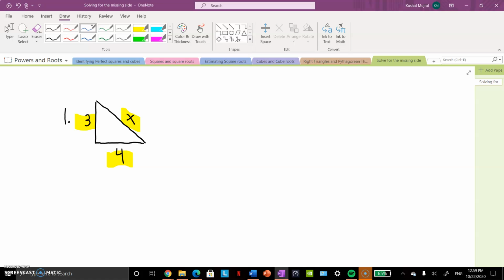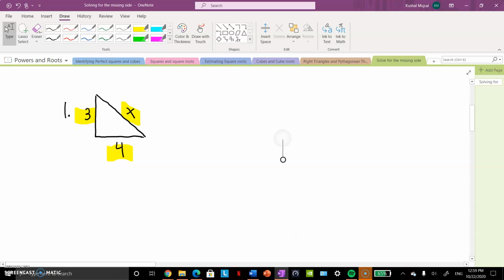Okay, so first of all, let's write out a squared plus b squared equals c squared. So what this means is the two side lengths will add up to the hypotenuse squared. Just to let you know, this is the hypotenuse.